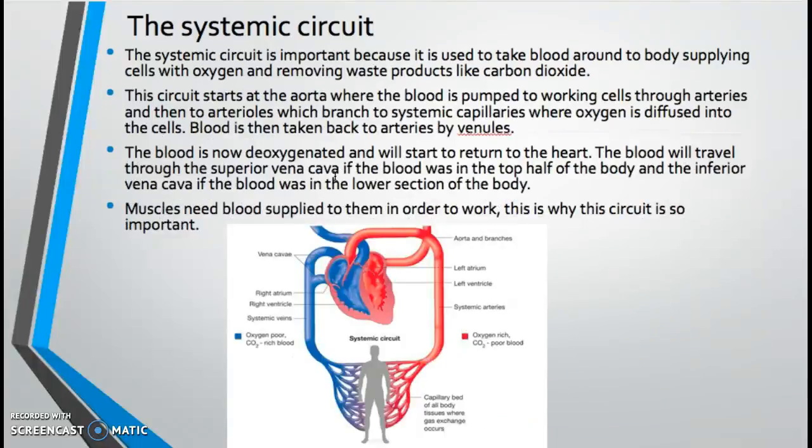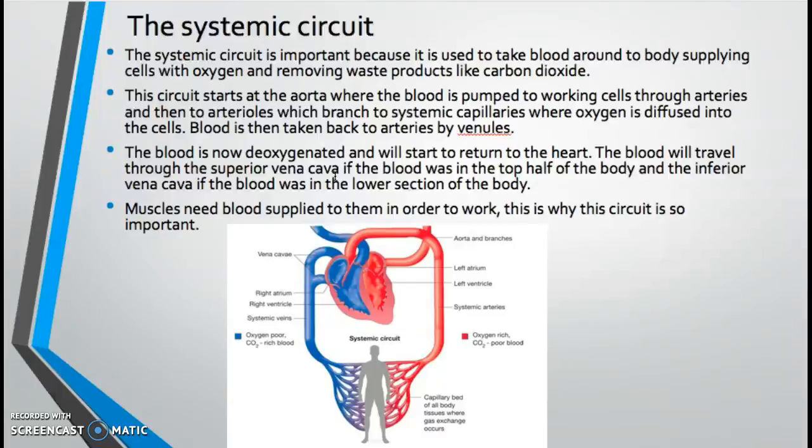The systemic circuit is the second part, and it's very important because it's used to take blood around the body, supplying cells with oxygen and removing waste products like carbon dioxide. The circuit starts at the aorta, where the blood is pumped to working cells through arteries and then to arterioles, which branch into systemic capillaries, where oxygen is diffused into the cells. The blood is then taken back to the veins by venules.